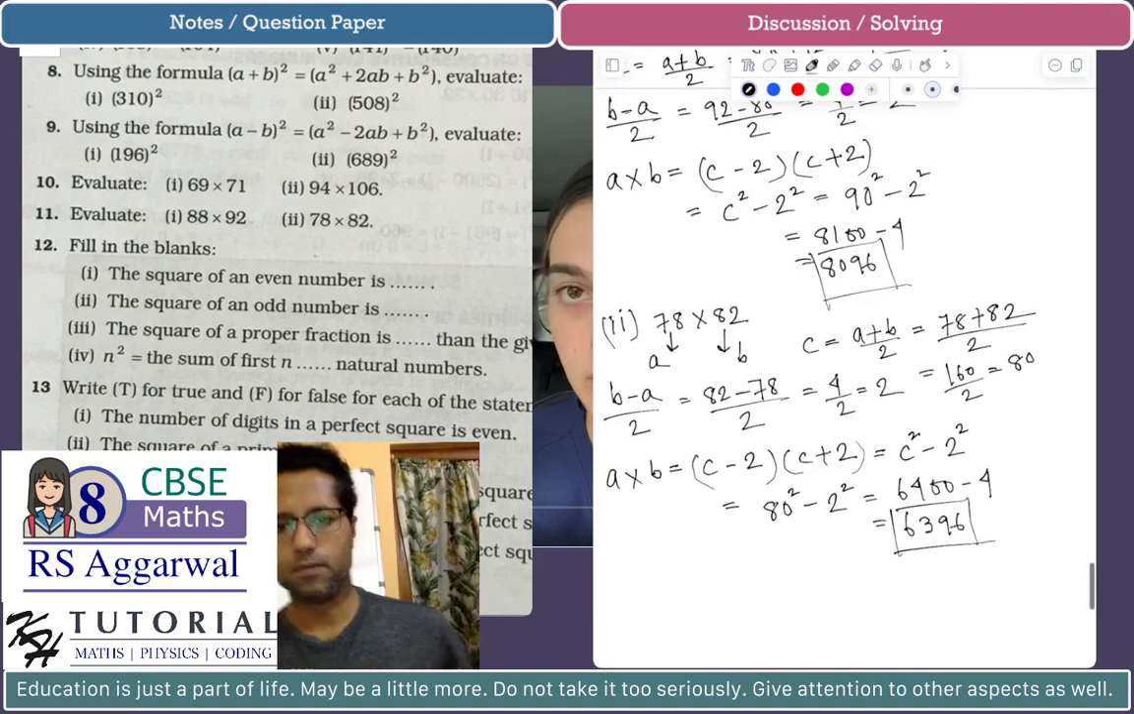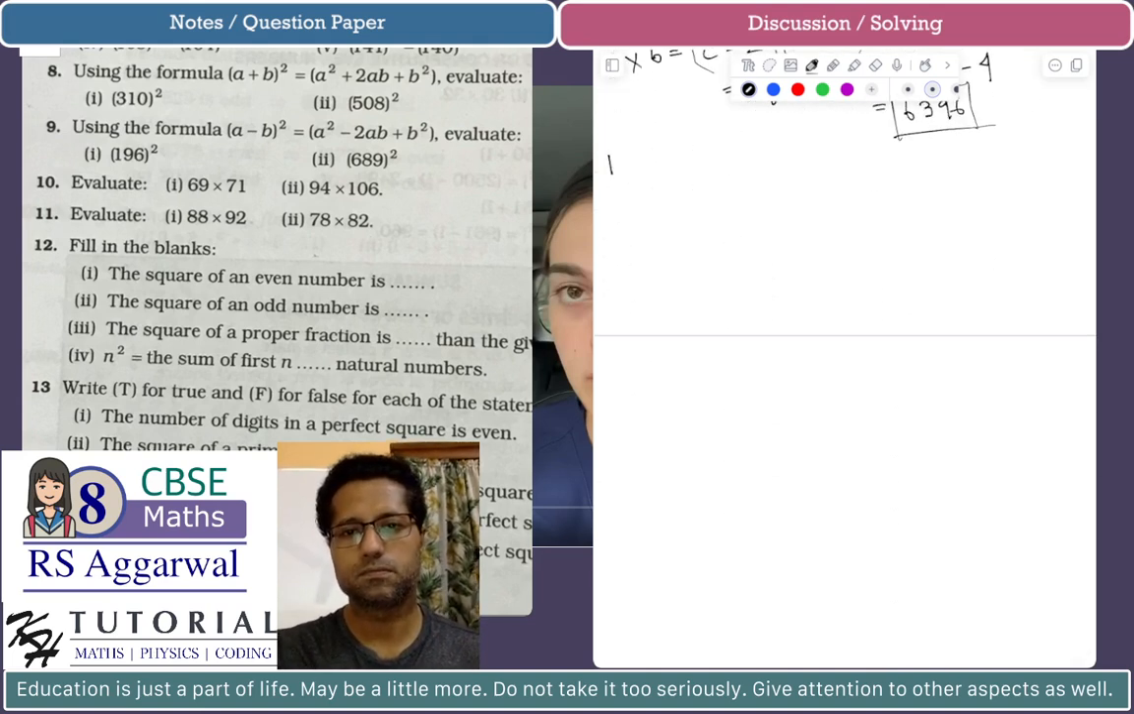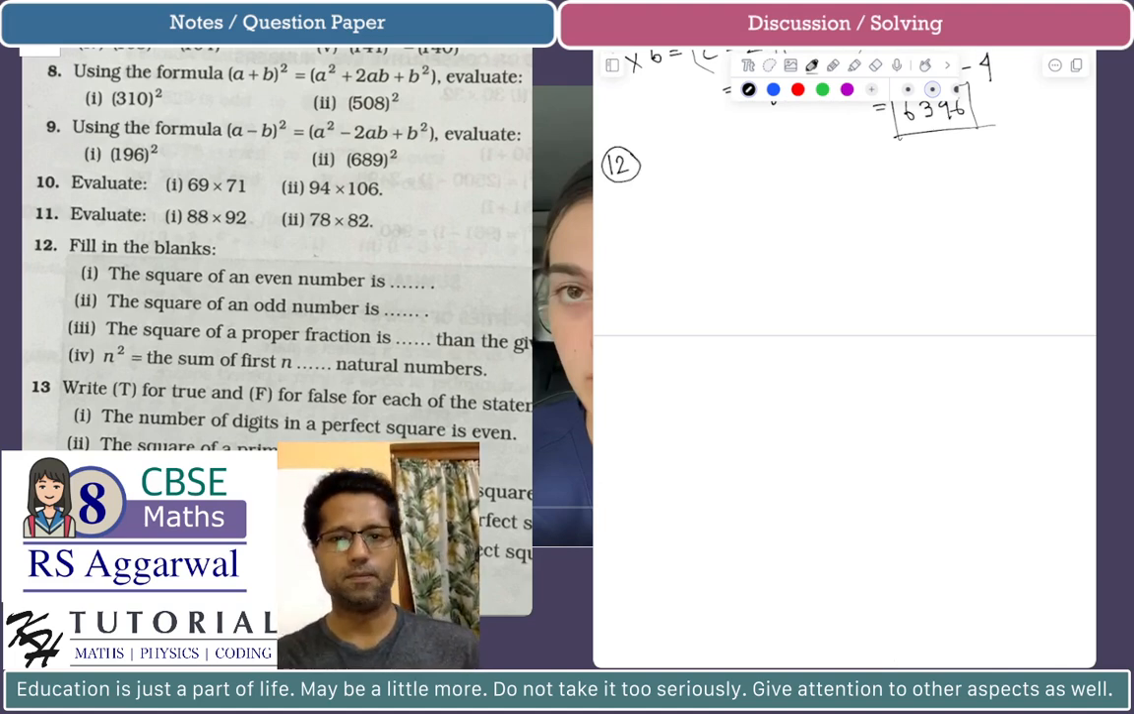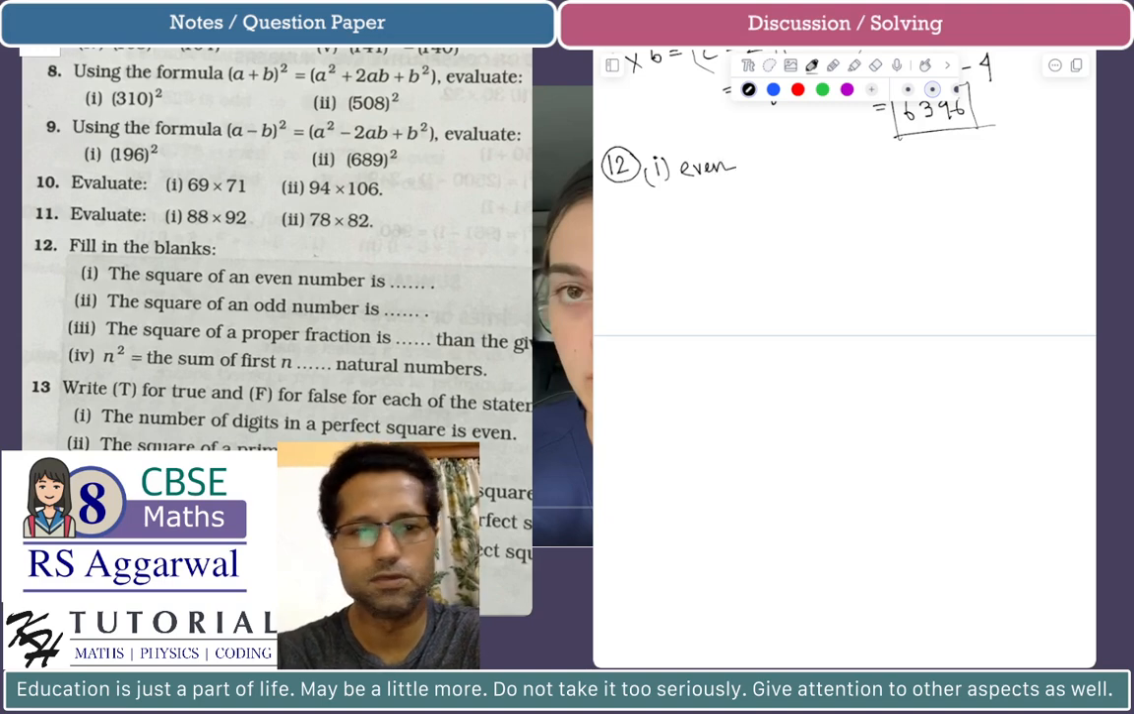Let's do problem number 12. Fill in the blanks. The square of an even number is an even number. Definitely, from the properties of square numbers or perfect squares, we have seen that the square of an even number is also an even number.